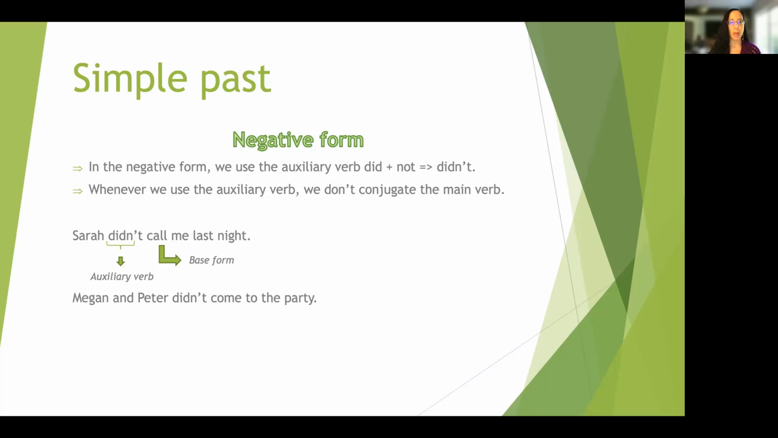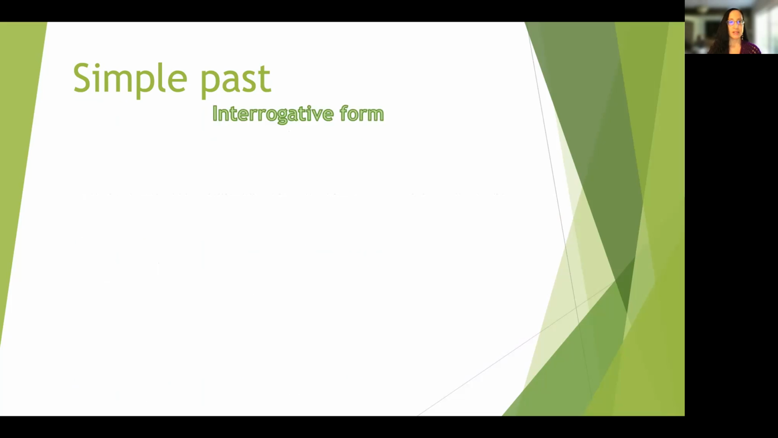Here's another example. Megan and Peter didn't come to the party. Didn't, remember, the auxiliary verb. And come is the base form. Okay, that was pretty simple, right? So a little bit more on the simple past. The interrogative form, do you remember what that is? So think about that this comes from interrogate. What happens when you interrogate? What are you doing? You're asking a question or a series of questions.